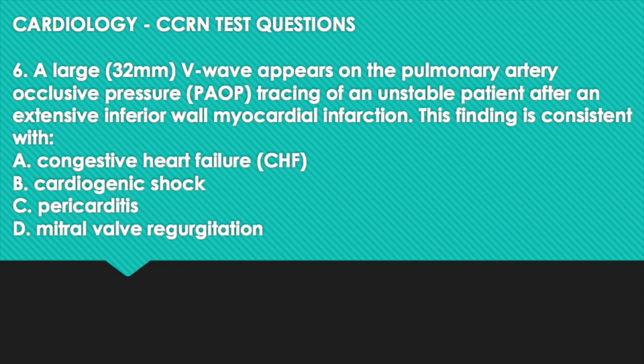Question number 6. A large 32 mm V wave appears on the pulmonary artery occlusion pressure tracing of an unstable patient after an extensive inferior wall myocardial infarction. This finding is consistent with congestive heart failure, cardiogenic shock, pericarditis, or mitral valve regurgitation.